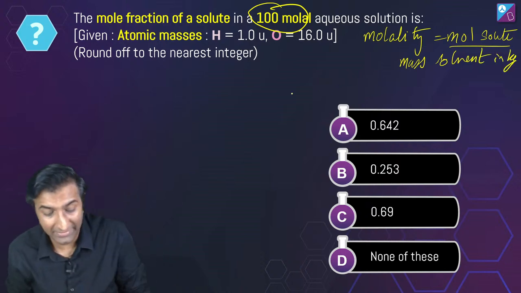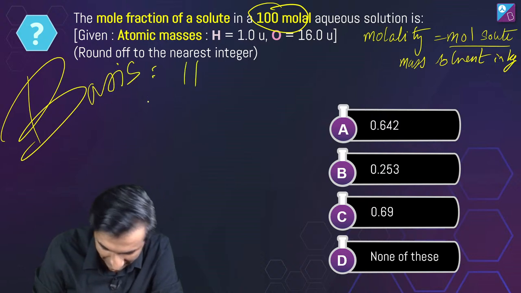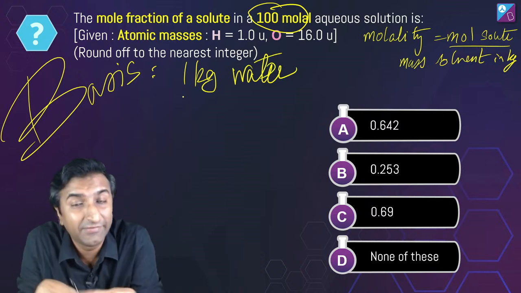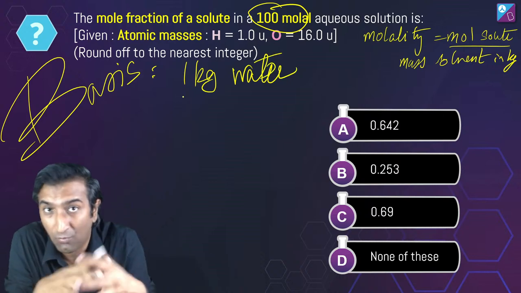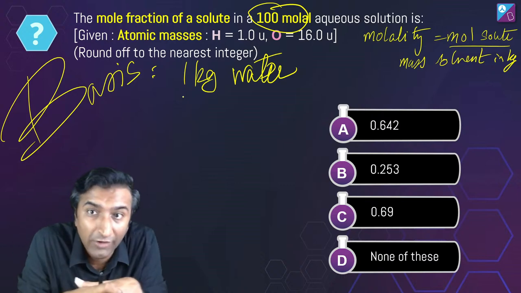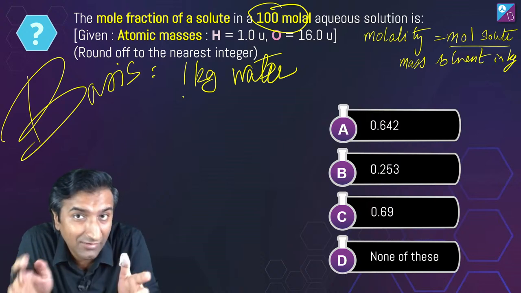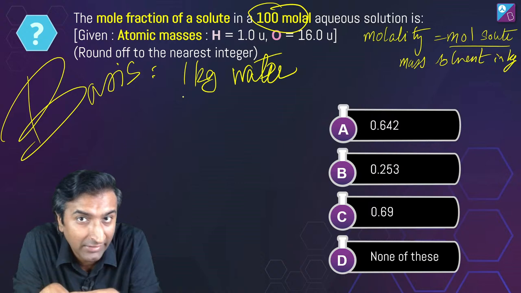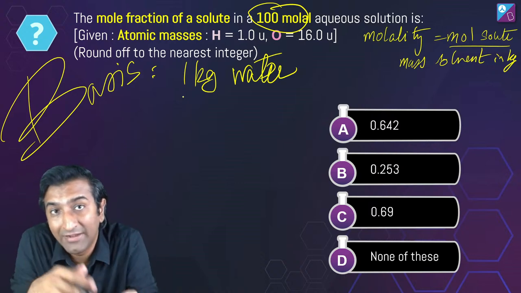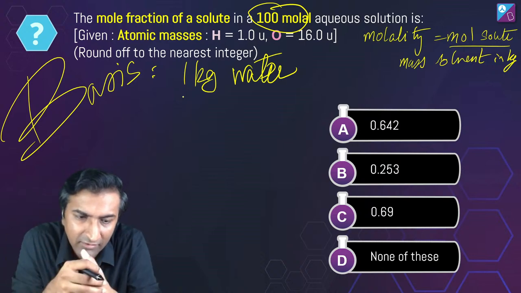So now if you take the basis, kya lenge aap? Basis aapko lena hai 1 kilogram water. Agar aap soch rahe hain basis kya bala hai, what is basis? Please check out my session on mole concept. There's a reason I'm doing solutions in the starting along with mole concept, because you need both of these. They are the pillars of physical chemistry. What is the basis of this question? 1 kilogram of solvent. That's it. 1 kilogram of solvent mein kitne moles honge? You know. 100 molar solution mein kitne moles honge solute? You know. Get mole fraction. Direct hai. Please try it out.